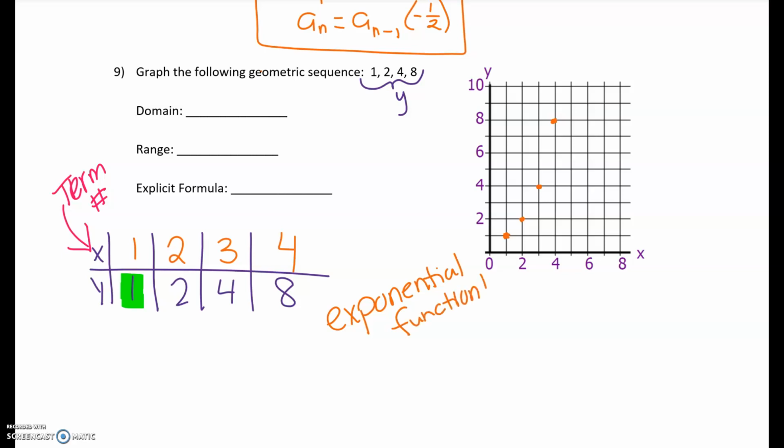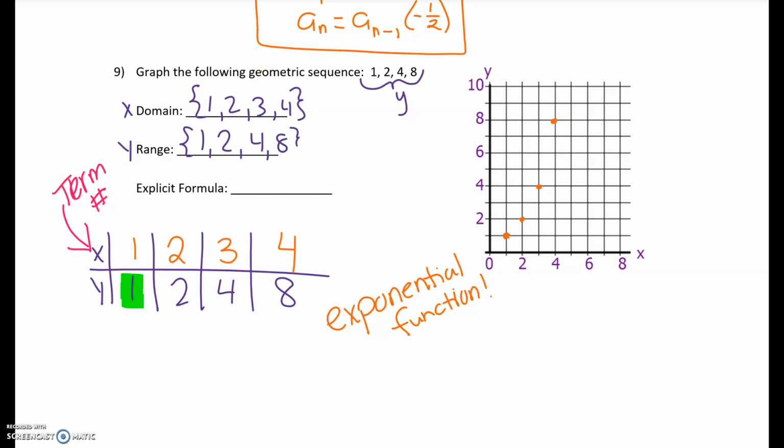Okay? We are not connecting the dots here. So please do not connect these dots because there is not a 1.5 term. We don't have terms going on in between these ones. When I talk about the domain, remember these squiggle brackets and we list the x's. So the x's are 1, 2, 3, and 4 for this specific one. And the range are our y's, which is 1, 2, 4, and 8.